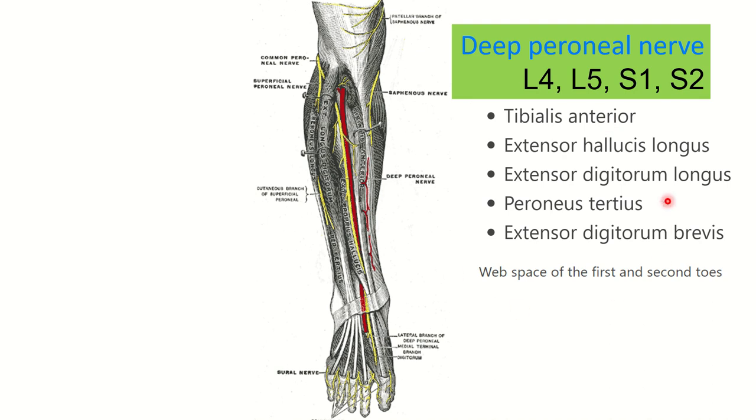So anterior compartment, five muscles. These five muscles are very important to remember. Deep peroneal nerve supplies the anterior compartment of the leg muscles.